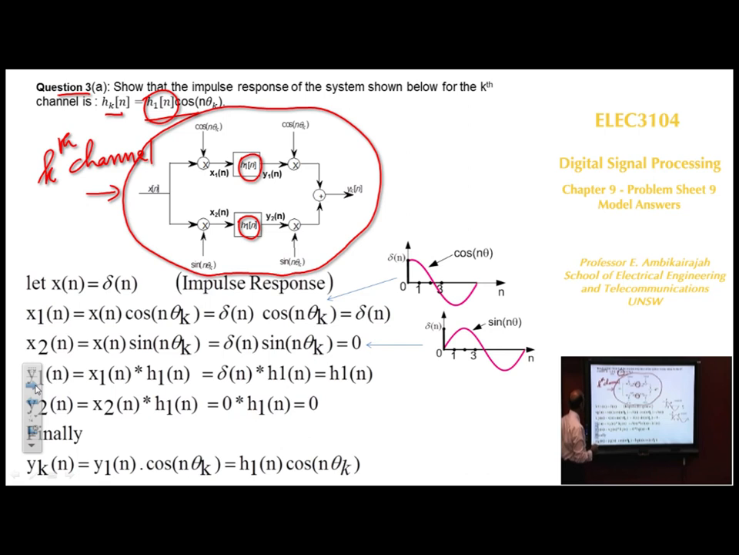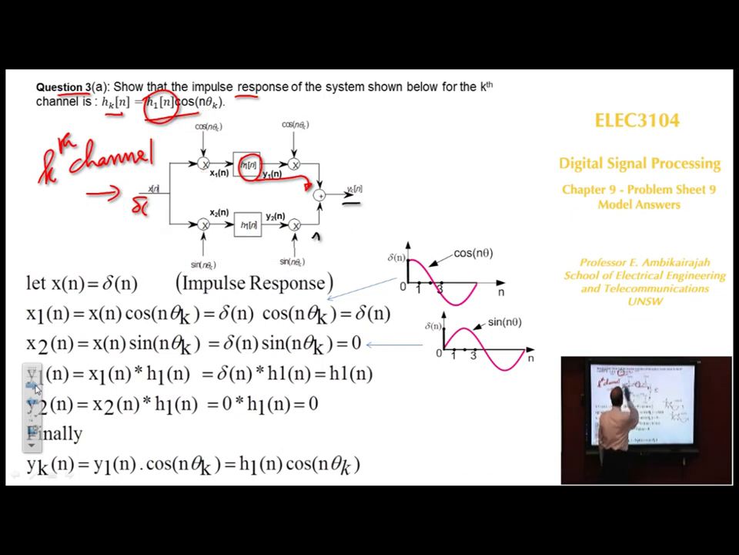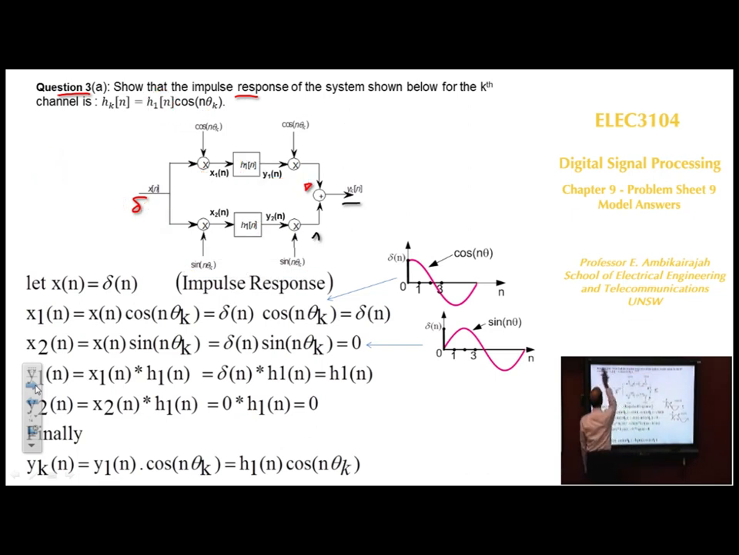So how do you do this question? Very easy. You want the impulse response, so you give delta n here. You calculate delta n going through this path, and then you calculate delta n going through the other path, and add them; you get the output. So let's start with this one. We take one step at a time in this question, and we'll take you through that. So I want to calculate x1(n).